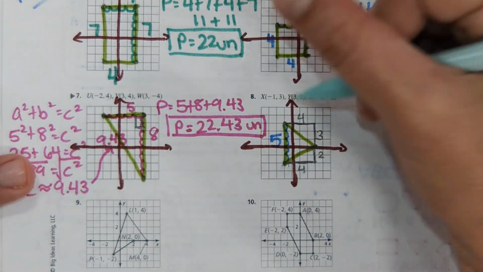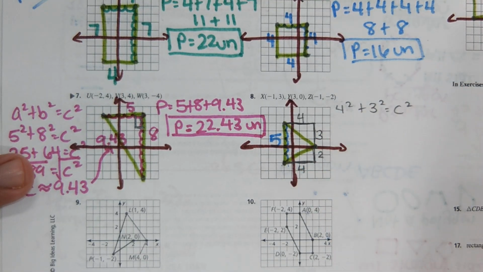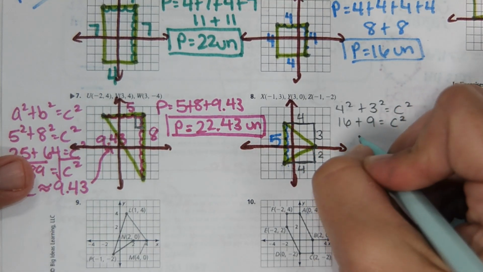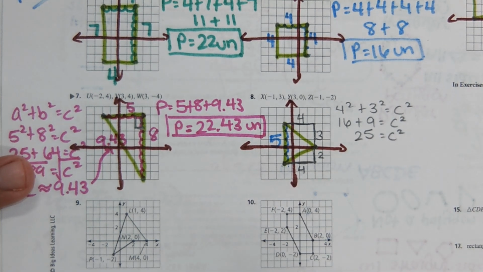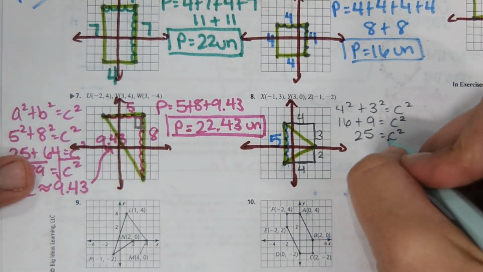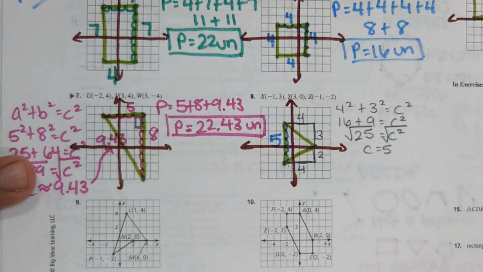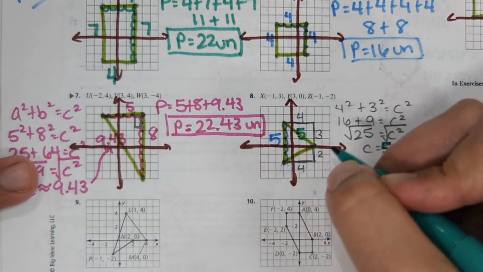Okay, so to find this length here, I'll do 4 squared plus 3 squared equals c squared. 16 plus 9 is c squared. 25 equals c squared. Square root, and c equals 5. This 5 is this right here, so that's 5 units.